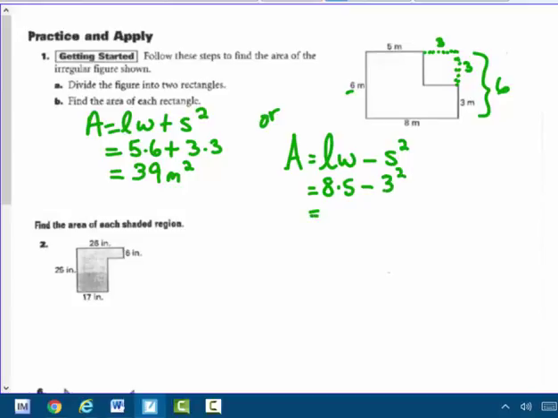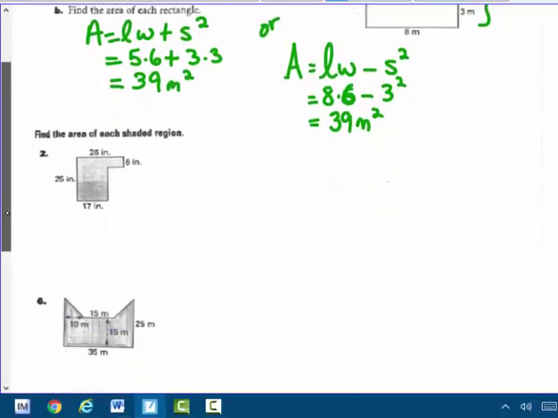So I get 8 by 6, silly. 8 by 6, which is 48, minus 9, which will give me 39 meters squared. So I showed you 3 ways on that example.